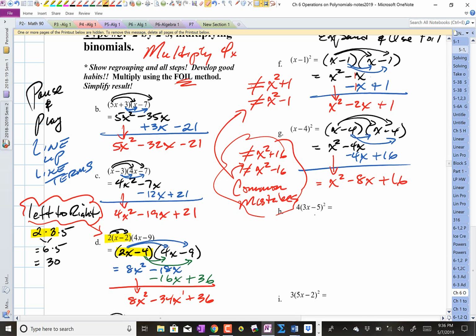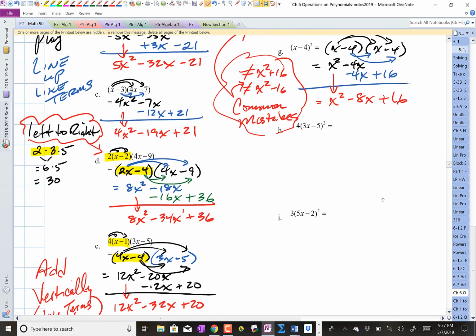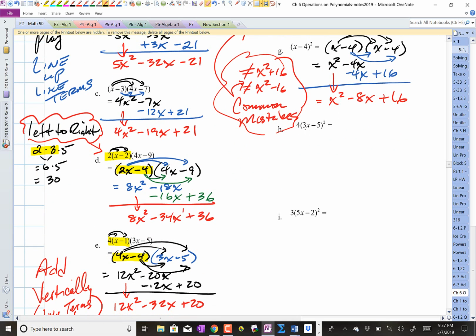Now, something like this: I included this example because there's a lot of mistakes made in here too that I see. So you got to be careful here. You got 4 times 3x minus 5 squared. The 3x minus 5 is being squared, but the 4 is not. So let me go back to something on the side. Let me do something like 2 times 5, let's say squared.